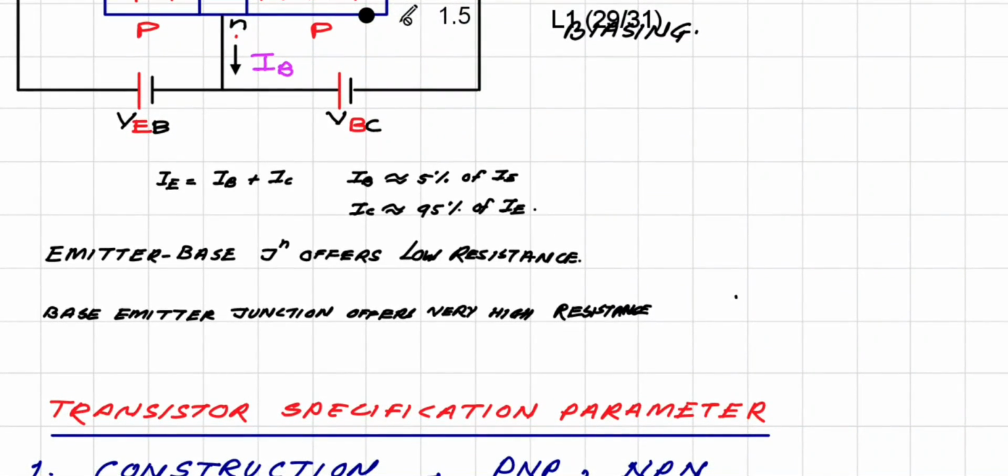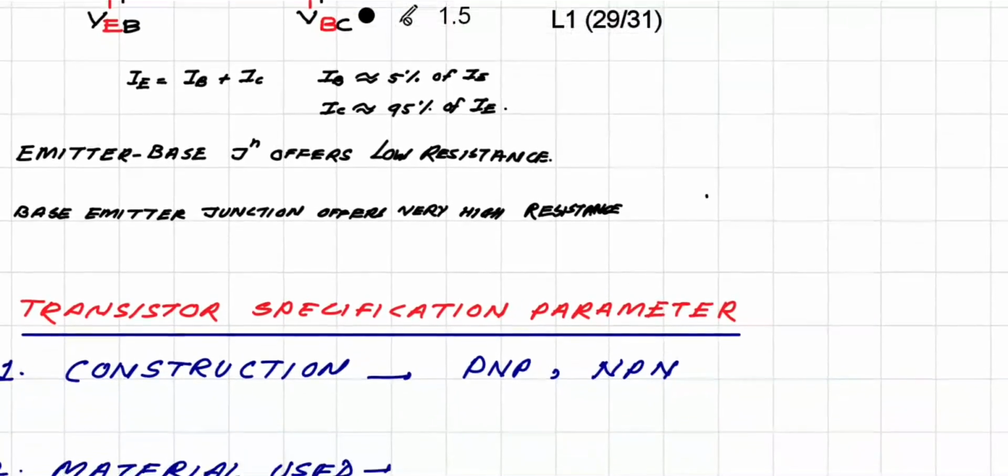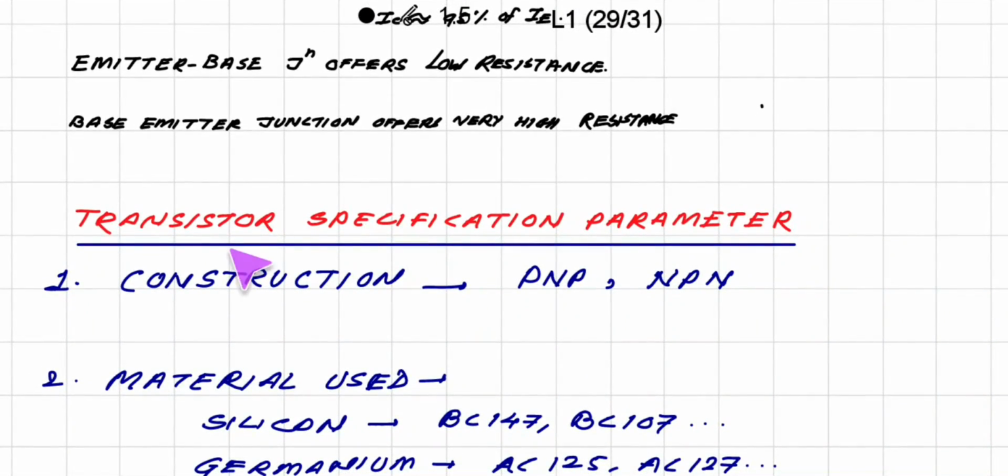So the base emitter junction offers very high resistance, that we saw. Now let us consider some parameters of the transistor. Before starting the actual configuration, what are the basic parameters which are important for understanding the concept of transistors and their uses? So here it is, transistor specification parameters.